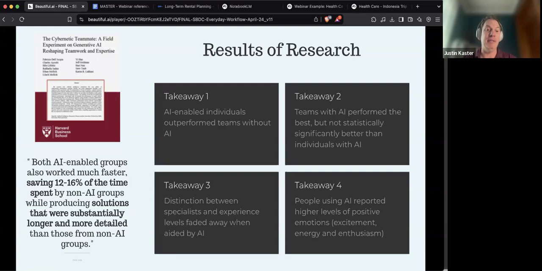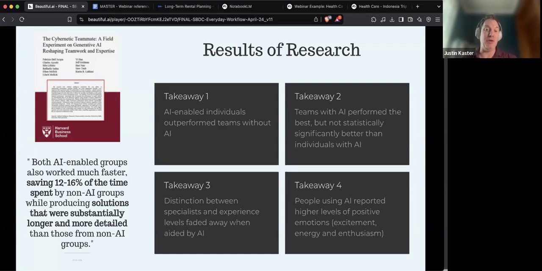Overall, the AI-enabled teams saved 12 to 16% of time spent, and what they produced was substantially more detailed, thorough, and better as it related to new products at P&G. The other takeaways that I thought were interesting: the AI-enabled individuals outperformed the teams of two or three cross-functional people when you added AI to one person. Additionally, teams with AI performed the best, but not statistically differently than an individual with AI.